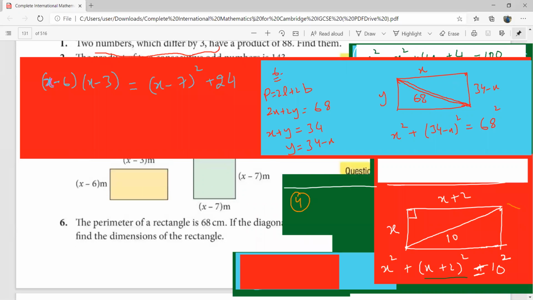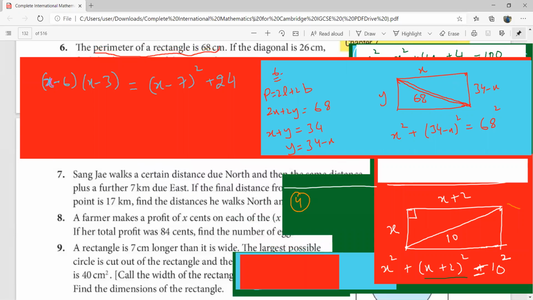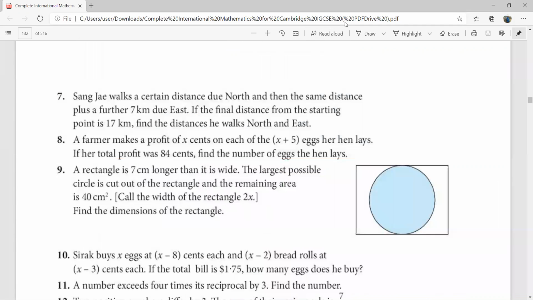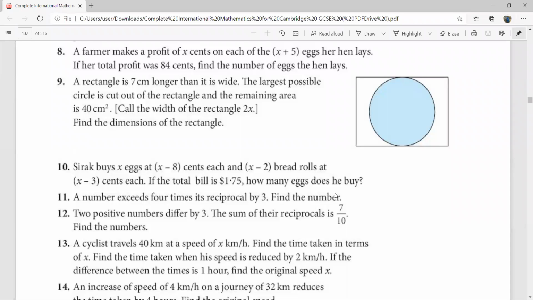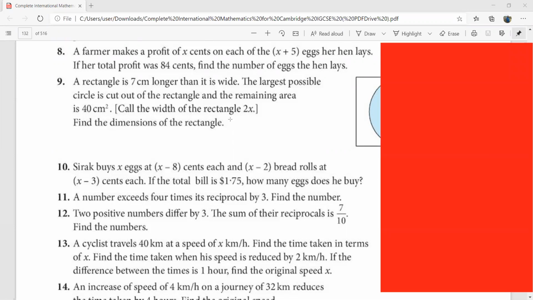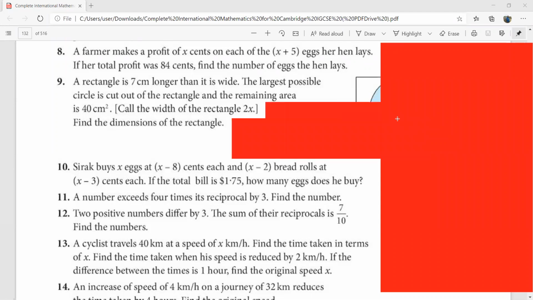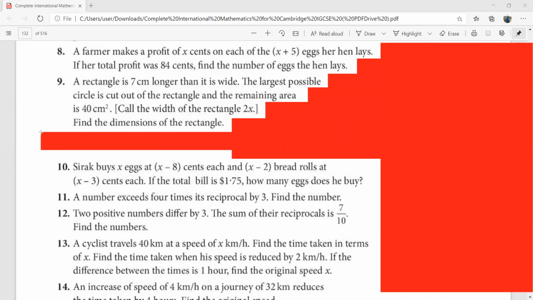Let me see what is in the seventh question. Okay, I think I need to clear all of this so that we can see what is there in the seventh question. Okay, eighth question. A farmer makes a profit of X cents on each of the X plus 5 eggs her hen lays. So that, let me just make a box here first. I really like making these colorful boxes. Okay. Yes, we were doing that question number 8.